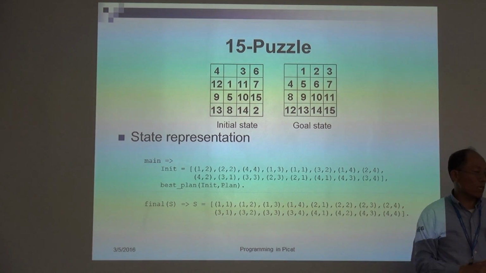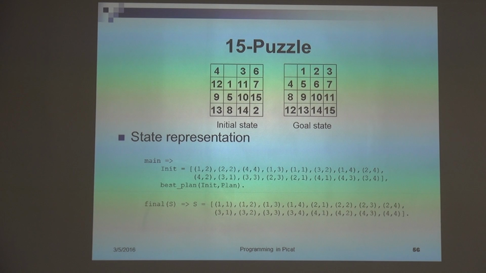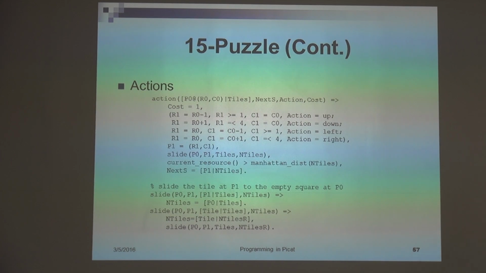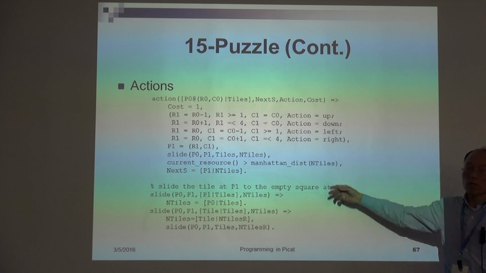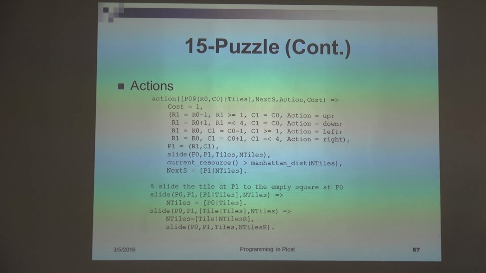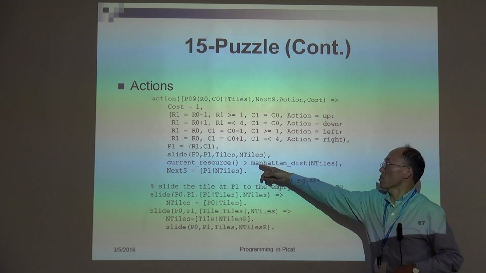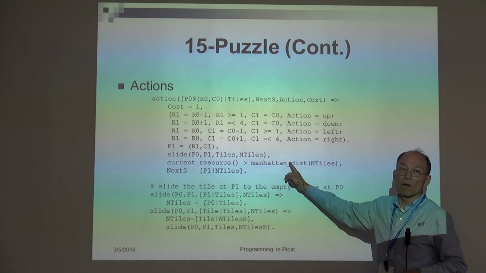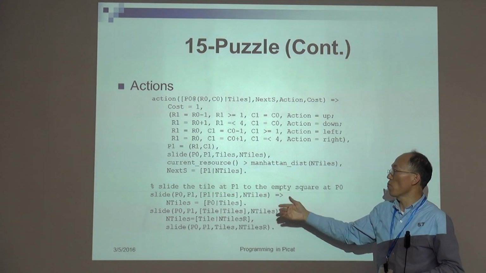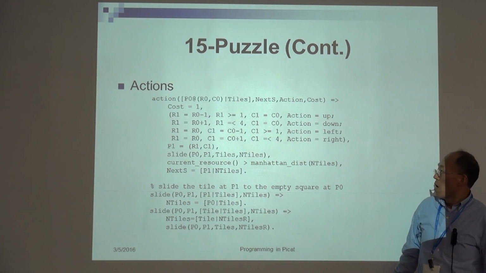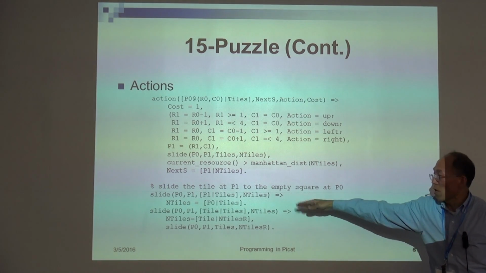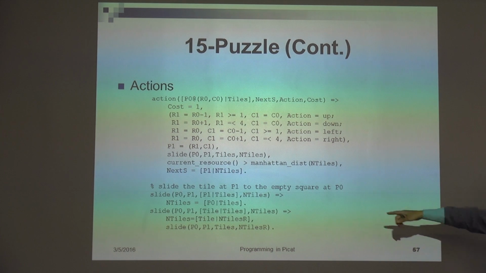And then we have the goal state. Then we define actions. Actually the program is very short. We define the rules. You can move the tile up, left, right, or down. That's it. And you can also use the heuristics. There's a famous heuristic for this problem called the Manhattan distance. So we compare the current resource. If the current resource is greater than the heuristic value, we proceed. Otherwise, we backtrack. So this is a slide. The slide is in the given direction.